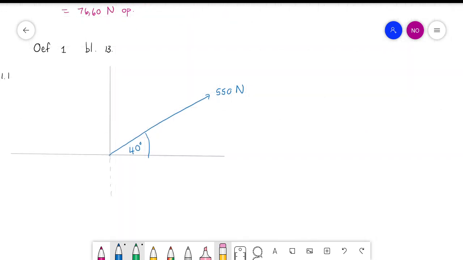And then for homework, you're going to calculate those two components. But stick with me.